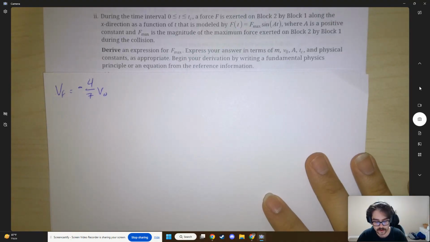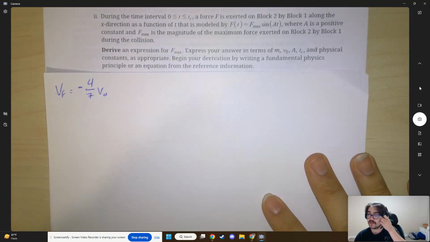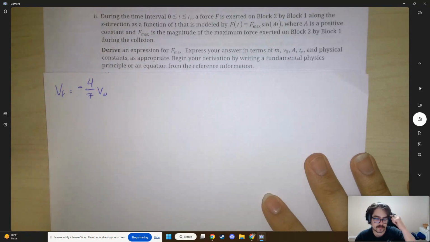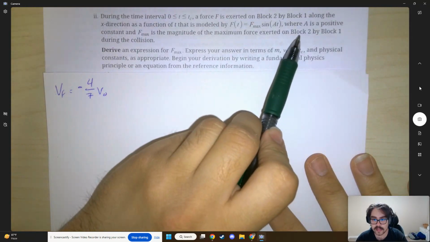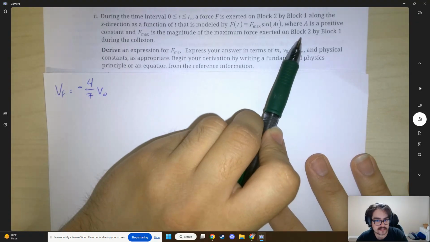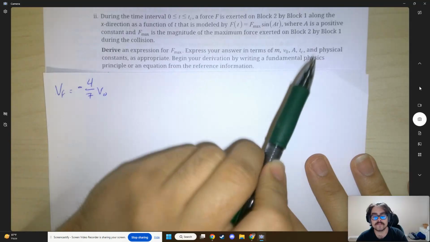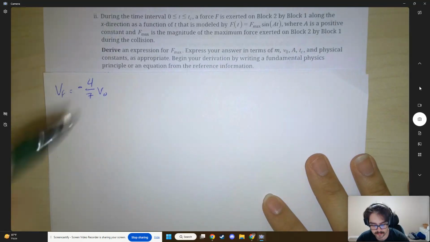I use a different color here. That's my final velocity. You can solve this for either block, and it works out just fine. I'm actually going to do it with block 2, because that's where the force is being exerted, right? Now technically the force is being exerted the same on both of them because of Newton's third law, but I'm just doing it with respect to block 2.